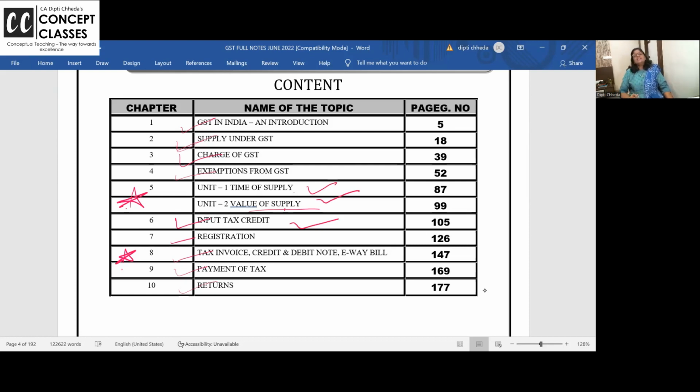Because you get this in question number 1 only, for 10 marks. How much credit you will take, how to calculate. So when I say do the homework, do it. And next day I will correct it in the class.